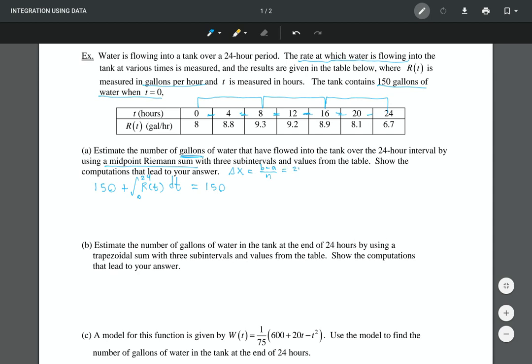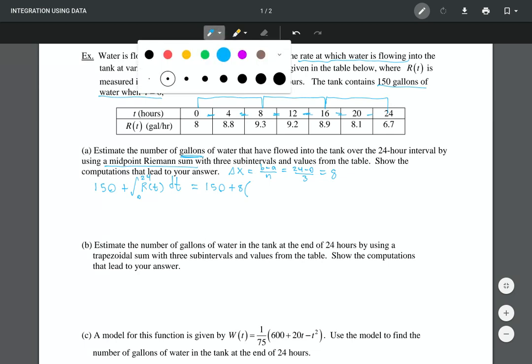And b is 24 minus 0, all over 3, because I want 3 subintervals. That's what the n stands for, and I'm going to get an 8. So now what that means is that the width of every rectangle is 8, so I'm able to factor that 8 out, and then all I have to worry about is writing the heights, okay?